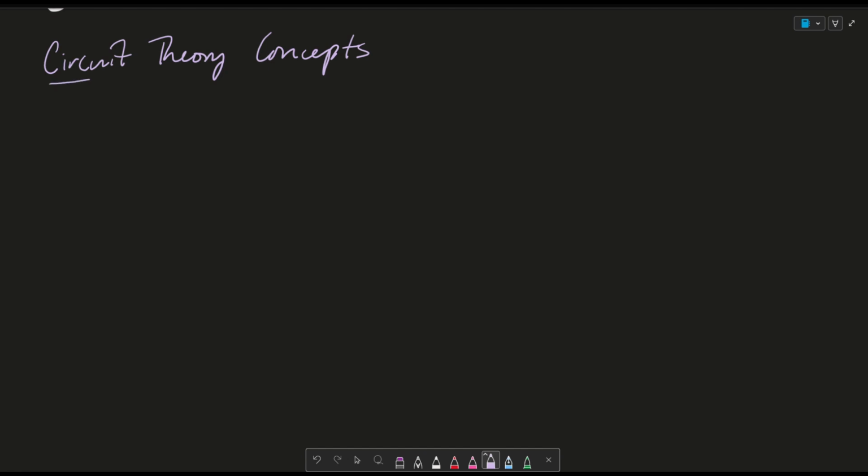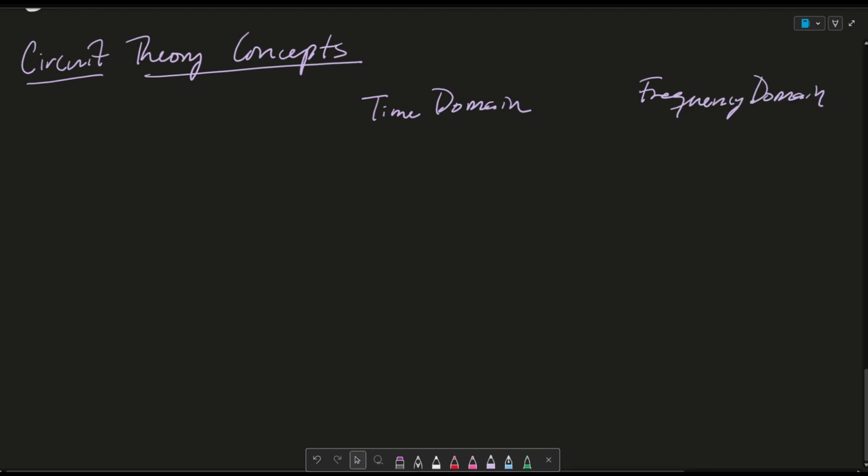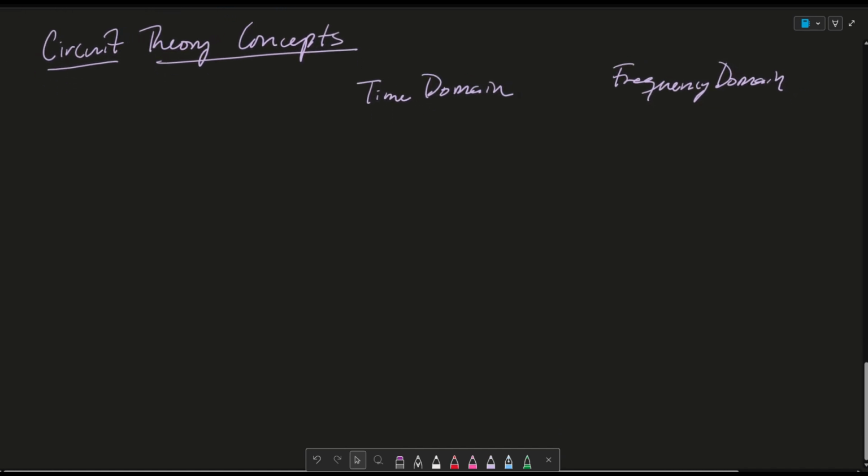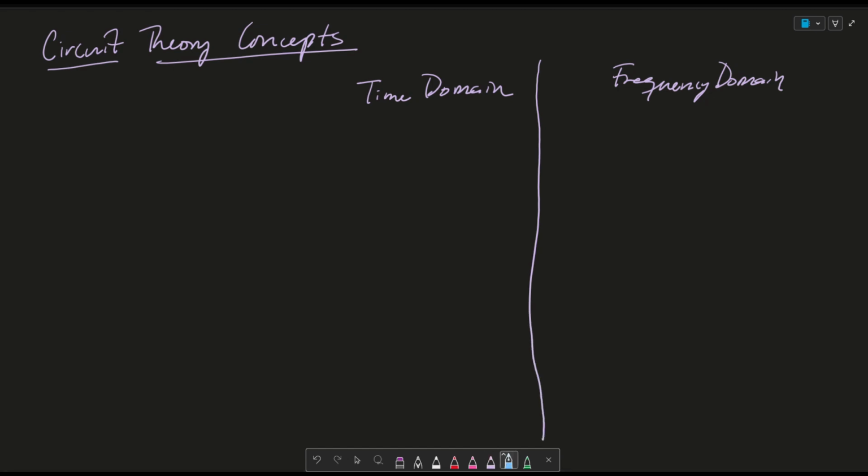I'm going to make a table. I'm going to call this column time domain, and this one frequency domain. Essentially what we want to accomplish here is to answer: why do we need the frequency domain? What is the frequency domain? And why do we use it?